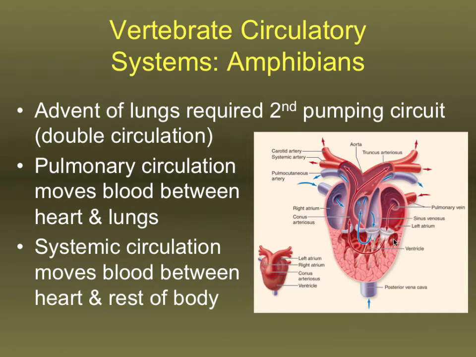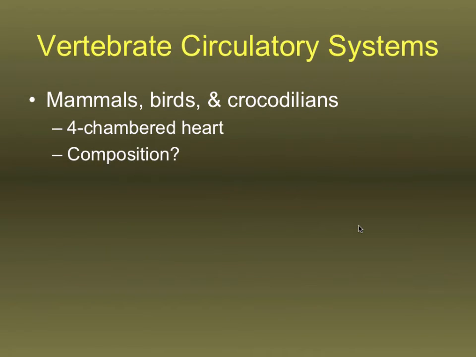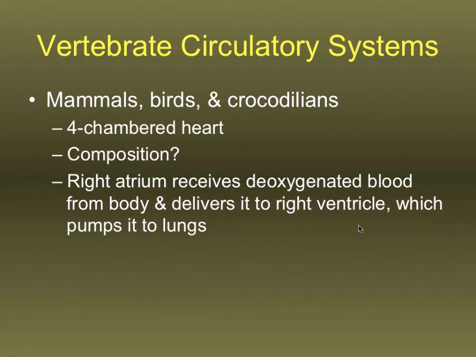We also see some chambers here. Now, these chambers, we have valves separating atria from ventricles, and ventricle from pulmonary artery, and also a valve going from the ventricle out to the aorta as well. So we have a four-chambered heart.